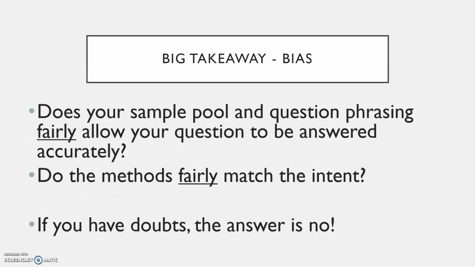Big takeaways from this: does your sample pool and your question phrasing fairly allow your question to be answered? That key word is fairly. If it's not fair, you have bias at play. And then, do the methods fairly match the intent? If you're trying to draw conclusions about only people in South Carolina, sure, only ask people in South Carolina. If you're only trying to find out stuff about people who live in New York City, sure, only ask people who live in New York City. But if you're trying to draw conclusions about the entire country, you probably shouldn't just ask people in New York City. That doesn't make any sense. If you have any doubts, if the question makes you go "hmm," then the answer is probably no.